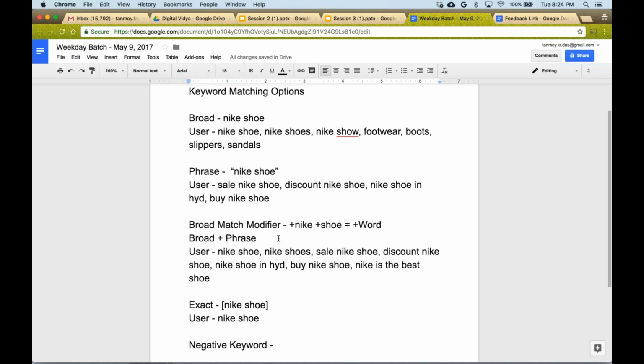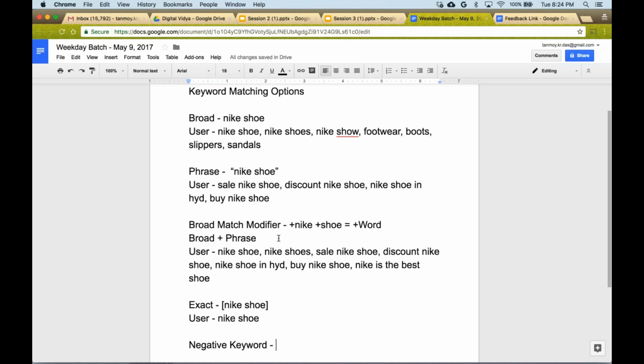Now in this you have four particular categories. These are called broad match, phrase match, broad match modifier, and exact match. These four have different behavior. Each of them has a different way of working on keywords.